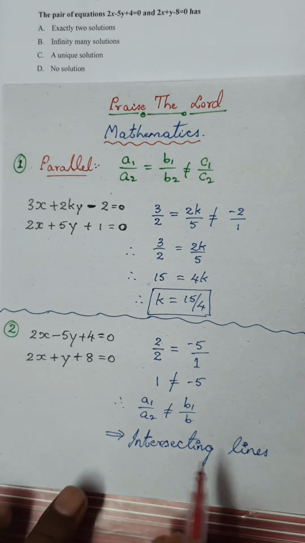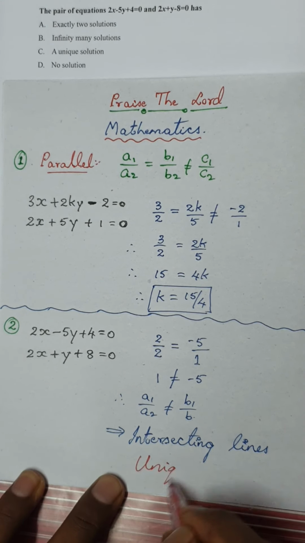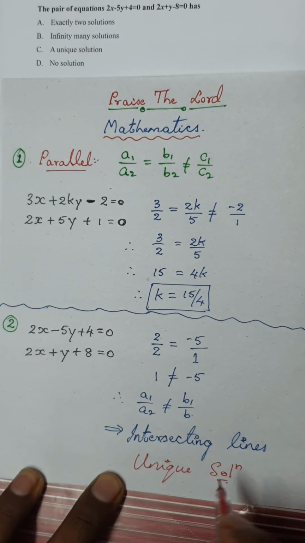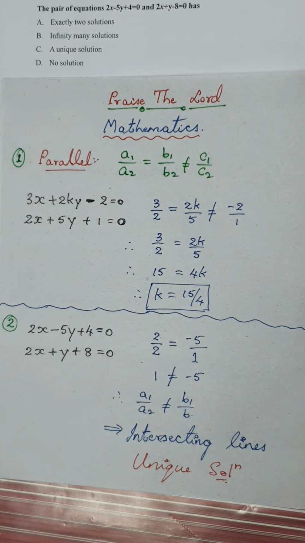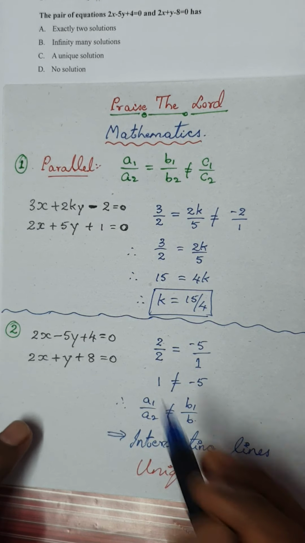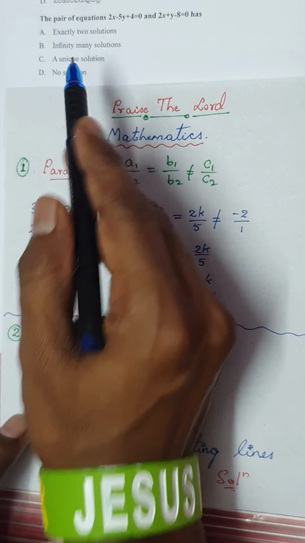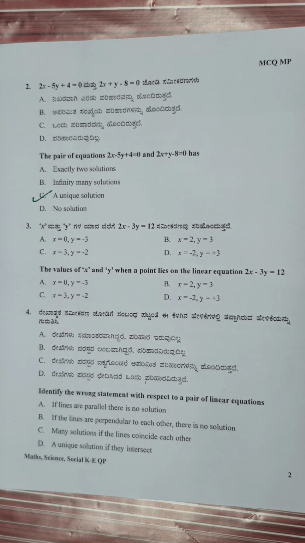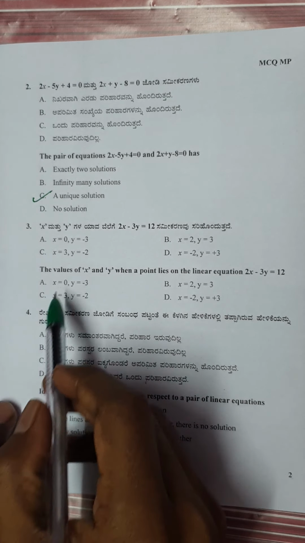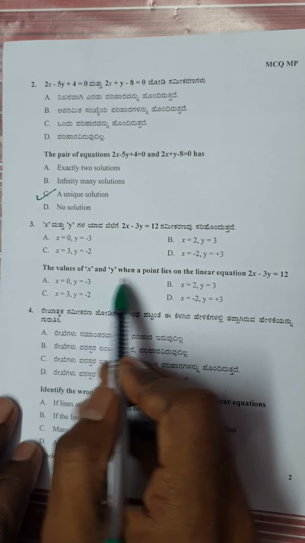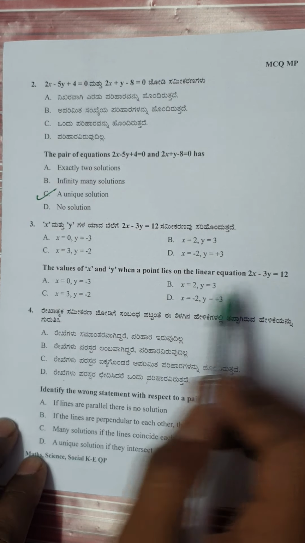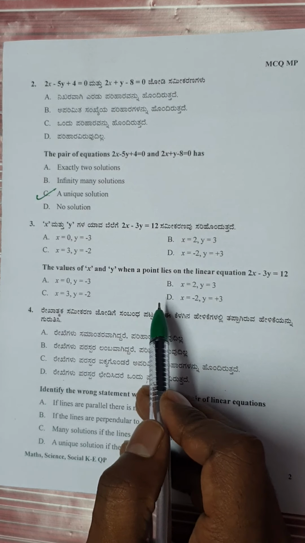Once the lines are intersecting, you can tell that intersecting lines have a unique solution, or one solution. Check the options. The unique solution is in option C. So the right option for question number 2 would be option C, a unique solution. We are done with question number 2. Let's go for the third question. The values of x and y when a point lies on the linear equation 2x minus 3y is equal to 2. Four options are given, and now note it down, students.